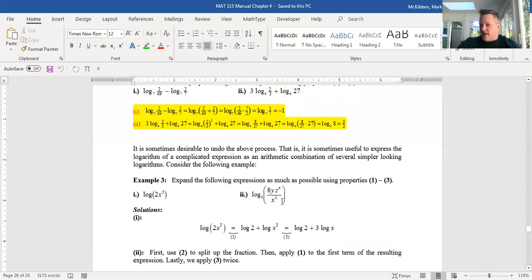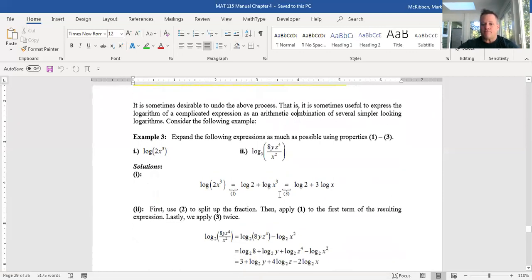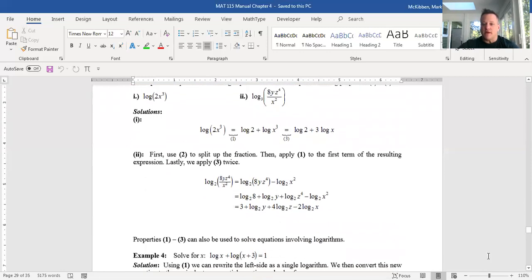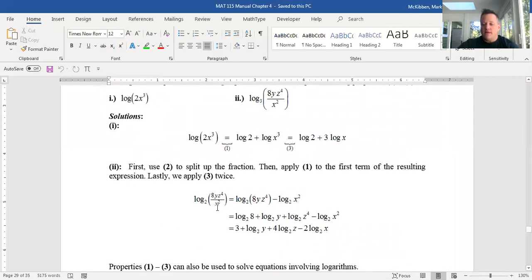Even better is this guy. This has products and quotients and powers all in the same thing, but I can undo all of that one at a time. Okay, now how do I do that? Well, the very first thing here is if I have a log of a quotient, that's the log of the top minus the log of the bottom. And then I focus on this piece.